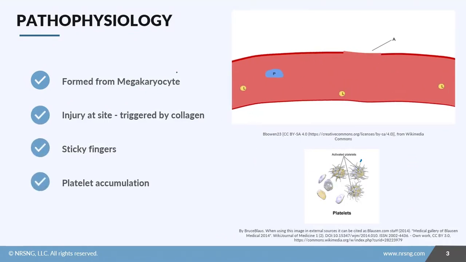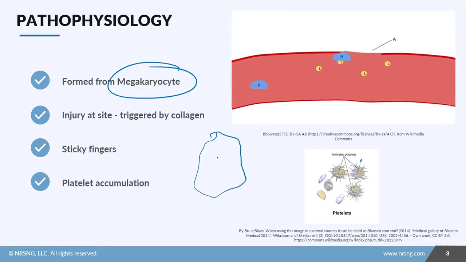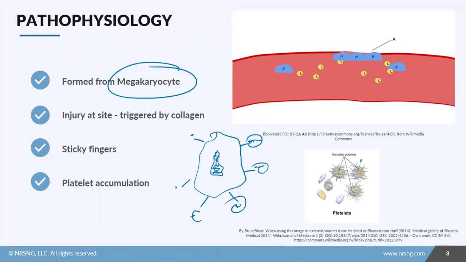Well, platelets are formed from these cells called megakaryocytes. And this is your megakaryocyte. It's your nucleus. And then they have these little appendages, and they break off these little platelets. So these are your platelets right here. And a megakaryocyte can actually produce anywhere from 1,000 to 3,000 platelets during its lifetime. And they're all derived from the bone marrow.